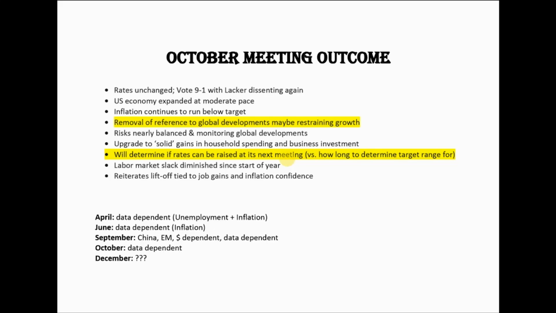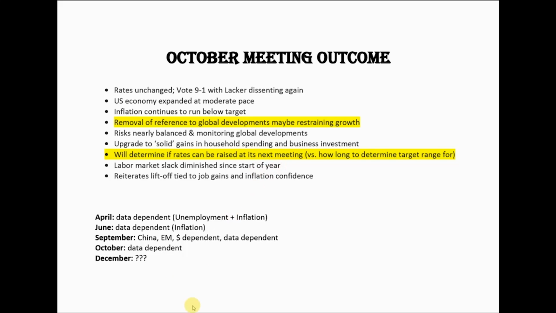And those things highlighted in yellow were the key takeaways from the last meeting. Obviously, they mentioned the same old stuff with regard to rates lift-off tied to job gains and inflation confidence. They also mentioned labour markets continued to diminish since the start of the year, but that's nothing new, if I'm honest with you, and it's really those points in yellow that were important.